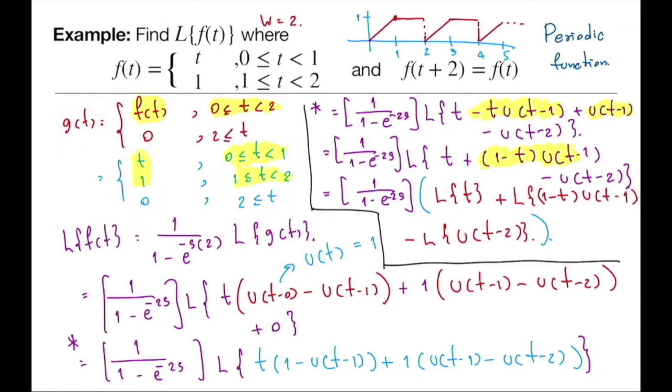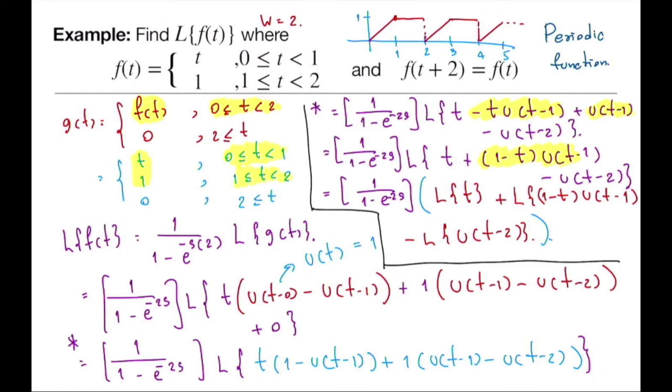So we need to go back to the previous video. It's going to be t, so we have t here, times u of t minus 0 minus u of t minus 1. If you don't understand why, go back to the previous video. Then you get 1 here, times u of t minus 1 minus u of t minus 2, and after that you get 0. But 0 times anything is 0, so I'm not going to write it.